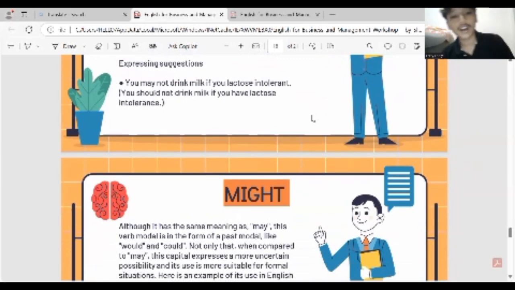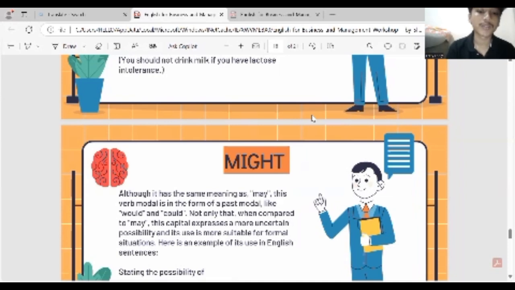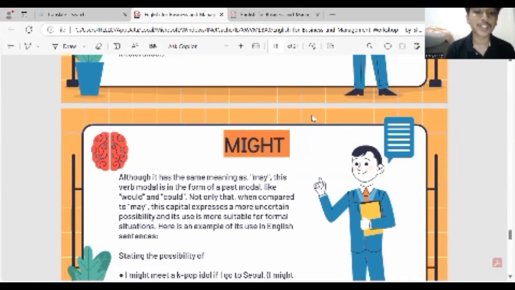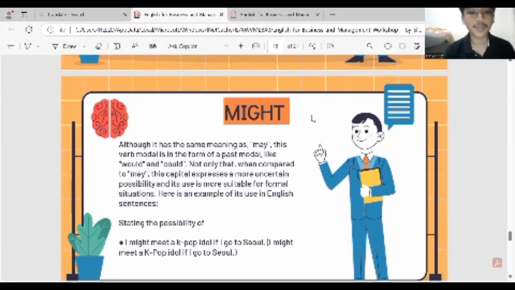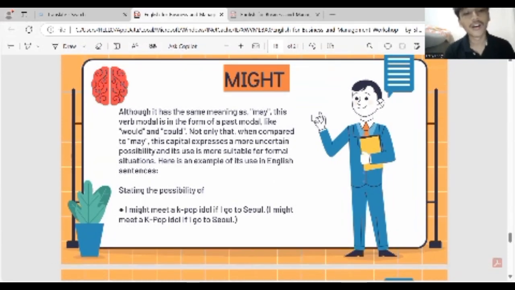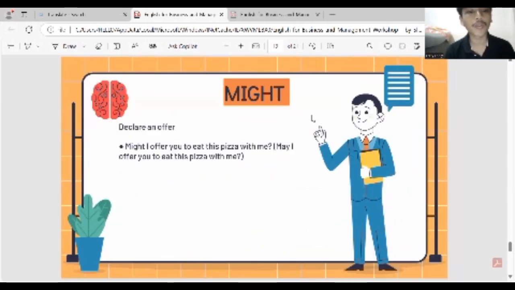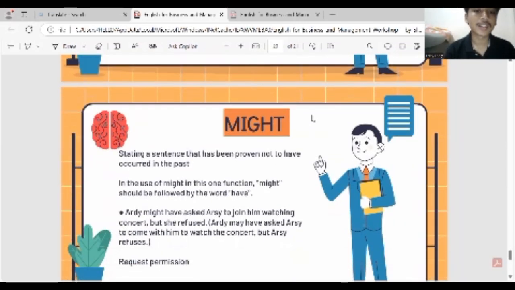Might, although it has the same meaning as may, is a modal verb in the form of a past modal like would and could. Not only that, when compared to may, this modal expresses a more uncertain possibility and its use is more suitable for formal situations. Here is an example of its use in an English sentence. Stating a possibility, example: I might meet a K-pop idol if I go to Seoul. Making an offer: you might want to eat this pizza with me. Stating a sentence that has been proven not to have occurred in the past.